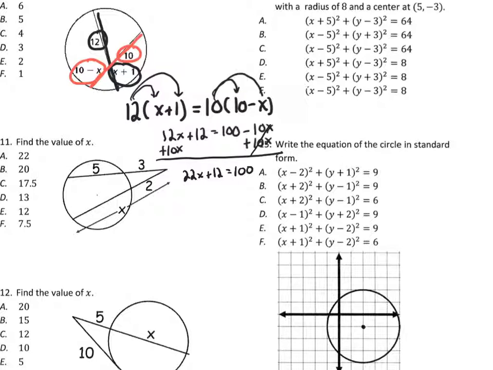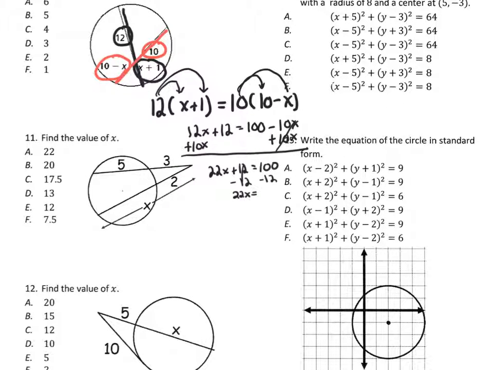We have a two-step equation here now that we have to solve. So we're going to first subtract the 12 from both sides. And we'll get 22x equals, so that would be 88. We divide by 22. x equals 88 divided by 22 is 4. So we go back up and we circle C.